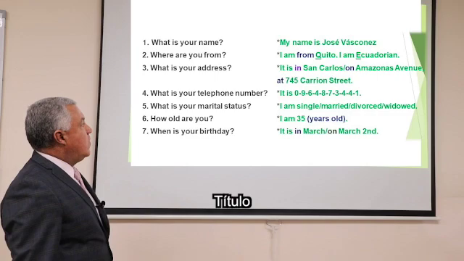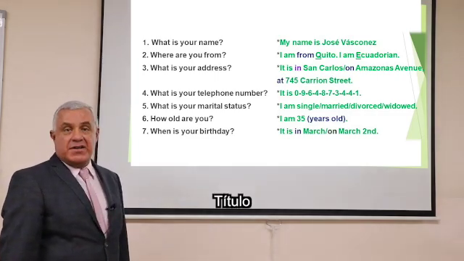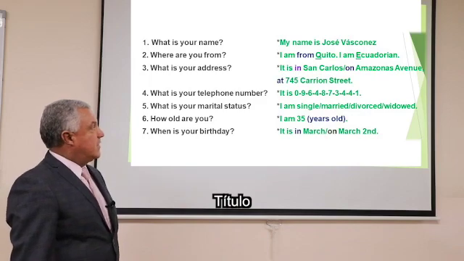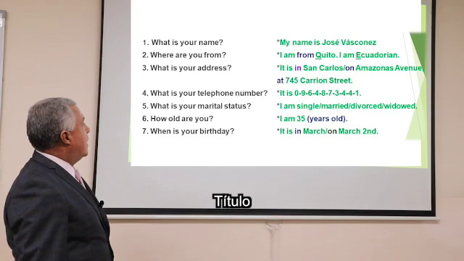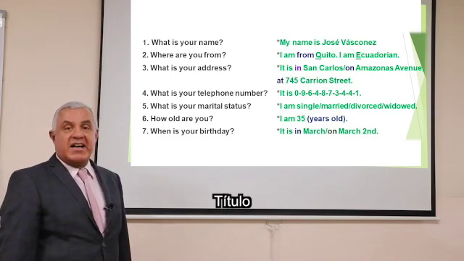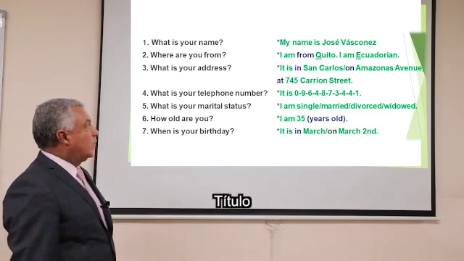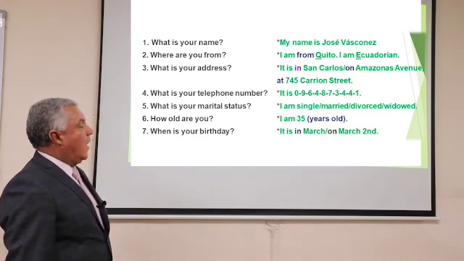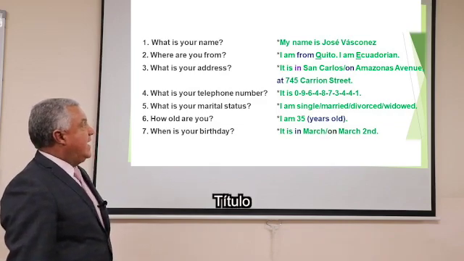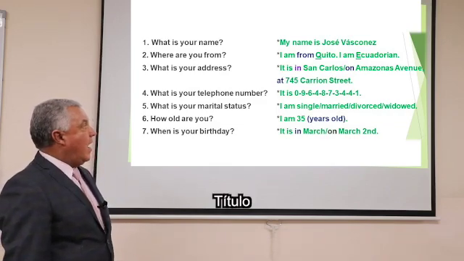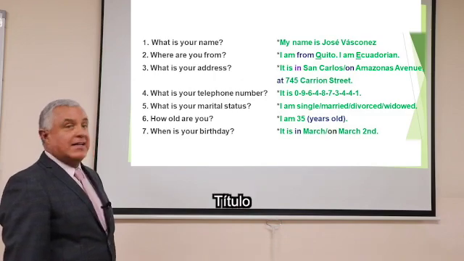Next, how old are you? I am 35 or I am 35 years old. As you can see, years old is optional. You can omit it. And the last one, when is your birthday? Remember the pronunciation, birthday. There are two options. It is in March or it is on March 2nd. Alright, in is used with months and on is used with complete dates, months and days.